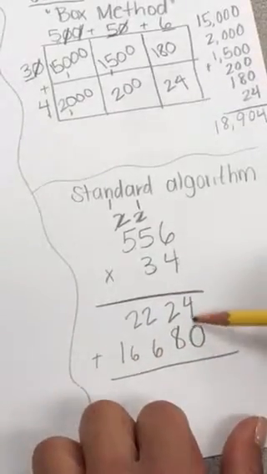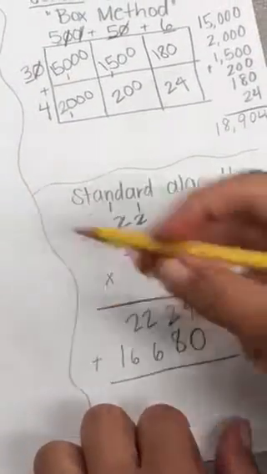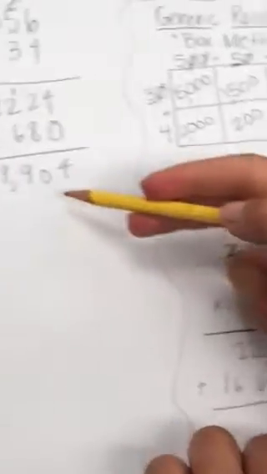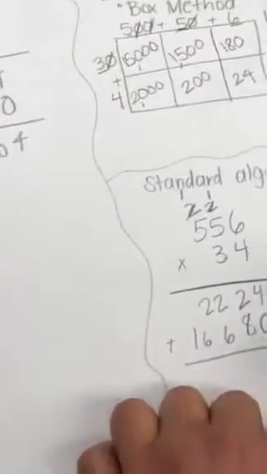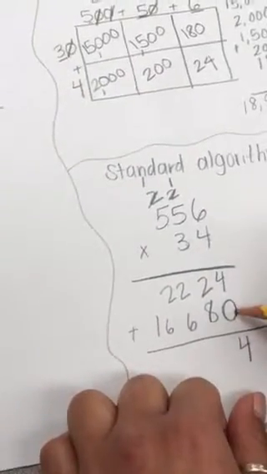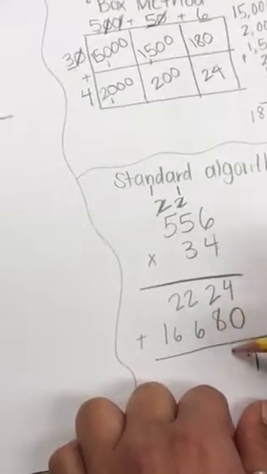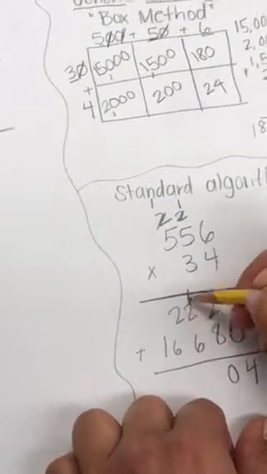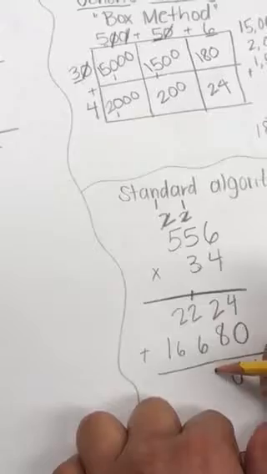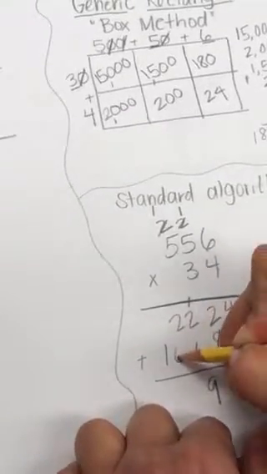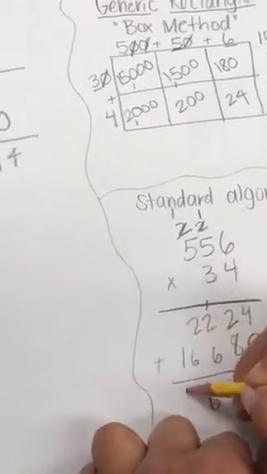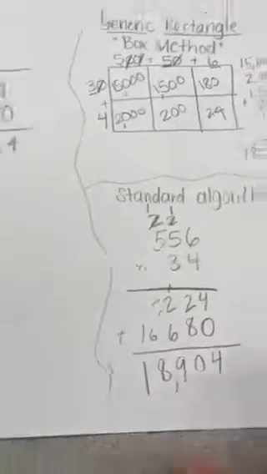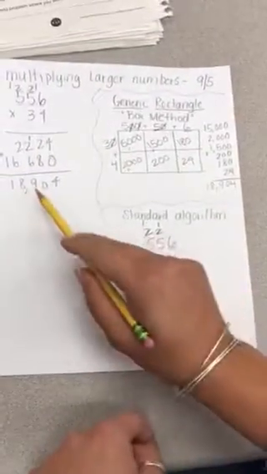Okay, when I add these two partial products up, I should get my same answer of 18,904. Let's check it out. 0 plus 4 is 4. 2 plus 8 is 10. 2 plus 1 is 3, plus 6 is 9. 2 plus 6 is 8, and 1 plus 0 is 1. So 18,904 all the way around.